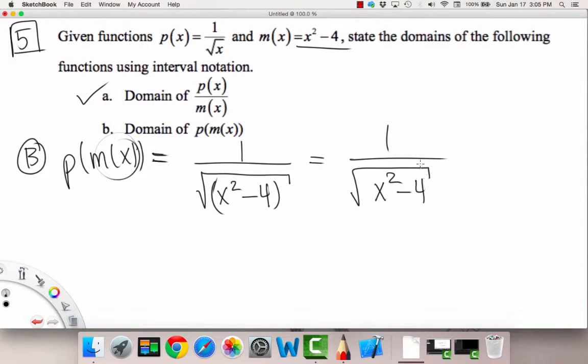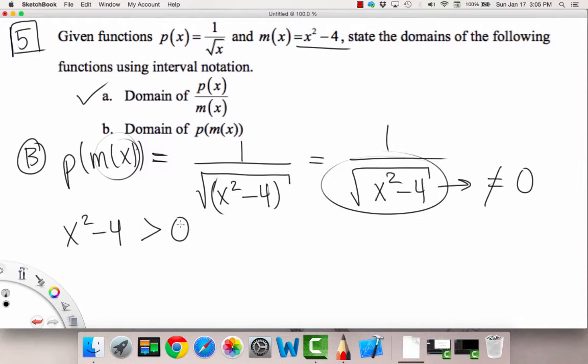So what's our domain now? What are the restrictions? We don't want the bottom equal to 0. We also see that we have a square root on the bottom, so we don't want the inside to be negative. We want it to stay positive. Normally it could be equal to 0, because taking the square root of 0 is just 0, and that doesn't affect anything, except our square root happens to be on the bottom, so it has to be strictly greater than 0. We can't have the or-equal-to sign, because that would make our function undefined.